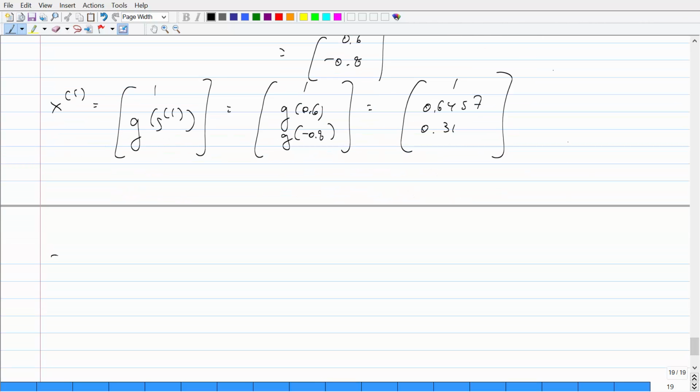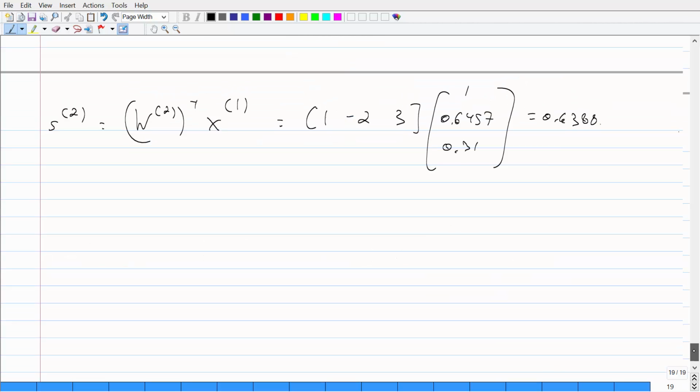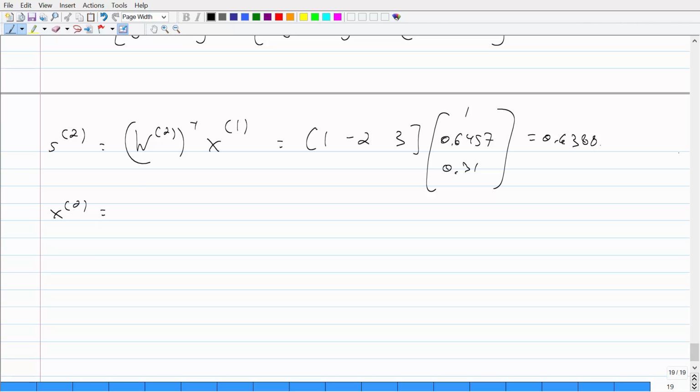Now we need to calculate the inputs that are going into the output layer. So this is W2 transpose times x of 1. All you're doing is transposing this, so it becomes a row vector: 1, minus 2, 3, times 1, 0.6457, 0.31. When you calculate this, you get 0.6388. Finally, for x of 2, you apply the sigmoid and then remove the bias, so this is g of 0.6388, which is s of 2, and we get 0.6545.